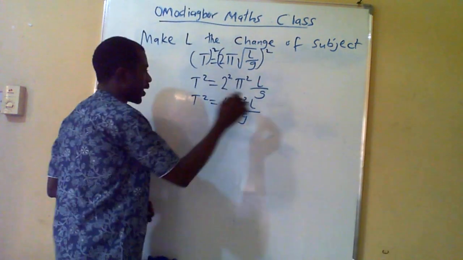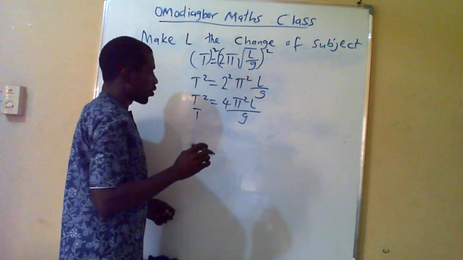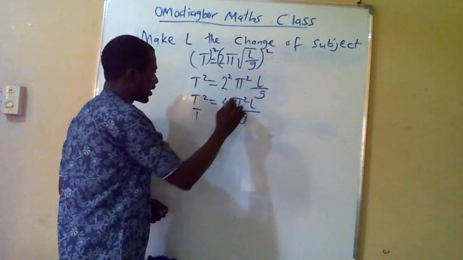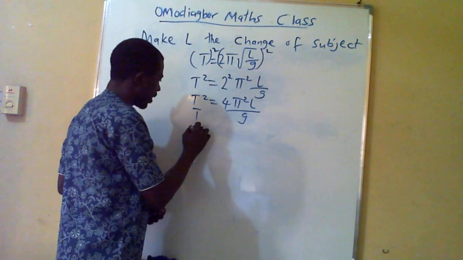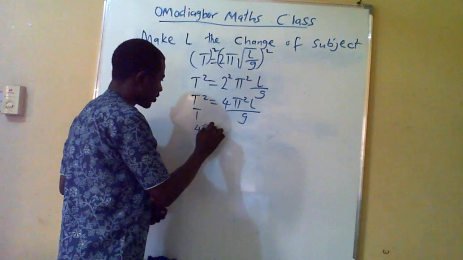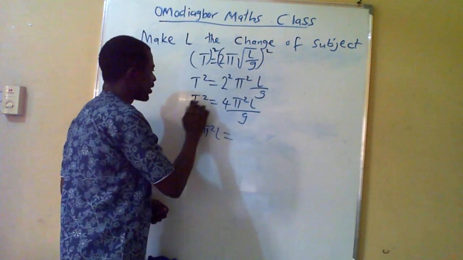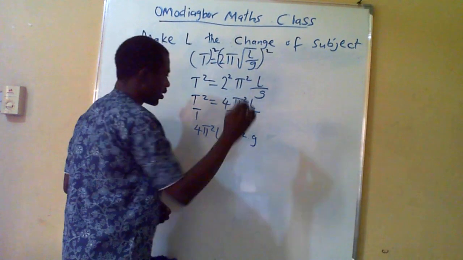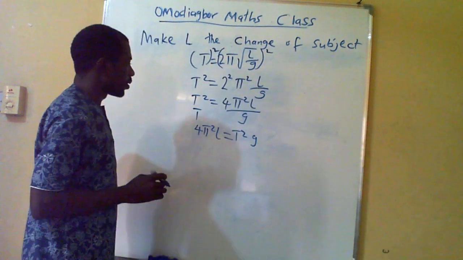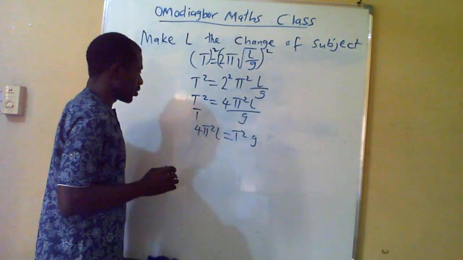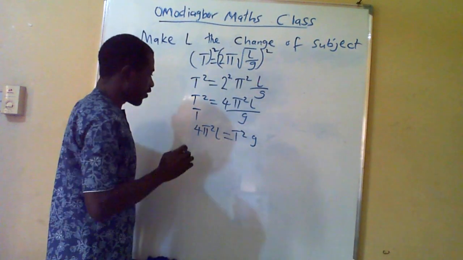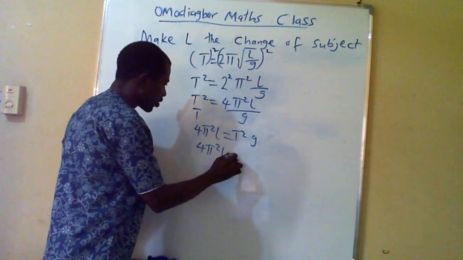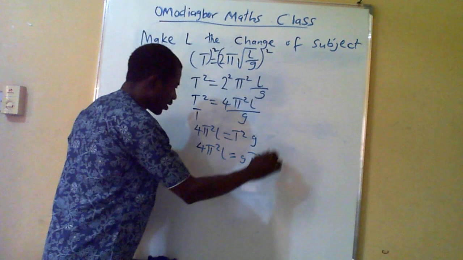Remember we are looking for what? The L. So the next thing to do, we cross multiply. So we say 1 times 4π squared L, we have 4π squared L. Then T squared times g, we have T squared g. I prefer writing it in alphabetical order, so I will write 4π squared L is equal to g T squared.